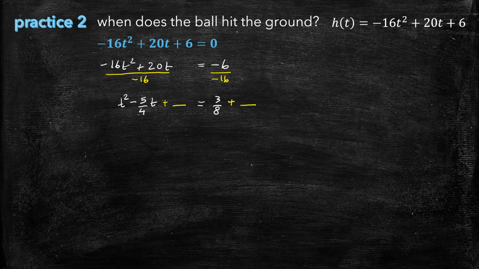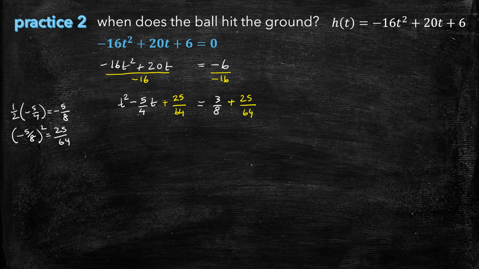And just to break this down, because we're dealing with fractions now, remember you take half of the middle term coefficient, so -5/4, half of that is -5/8, and then we square that to find the magic number, which is 25/64. And then we add that magic number to both sides.